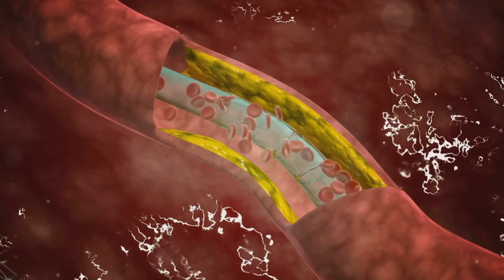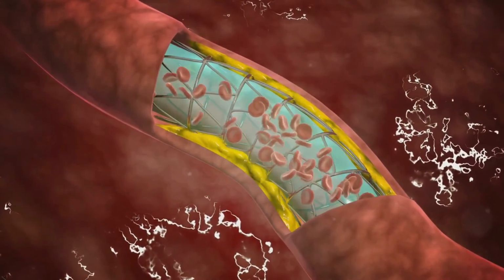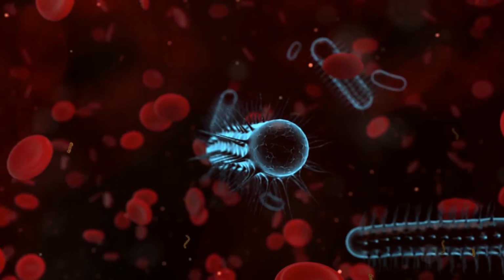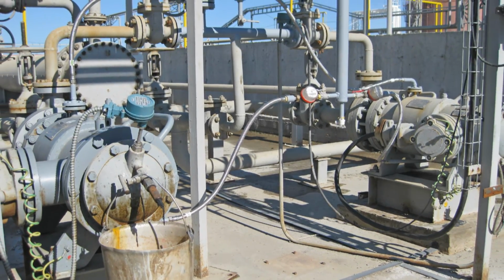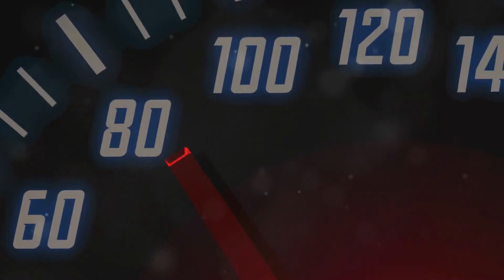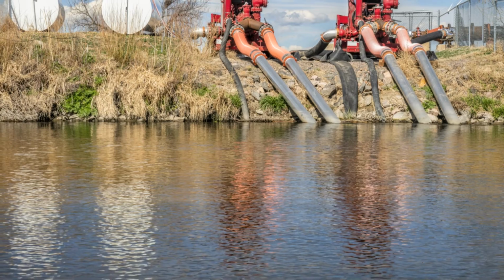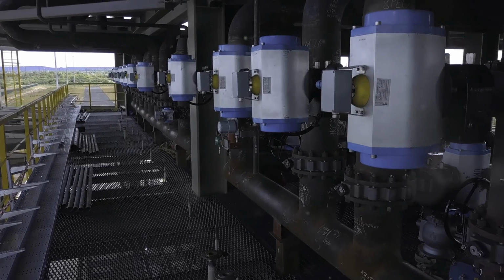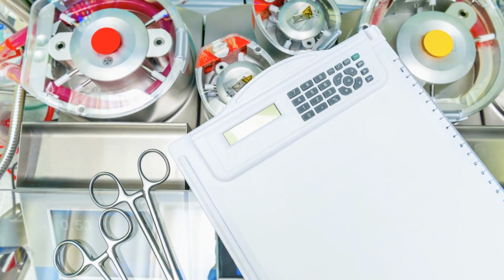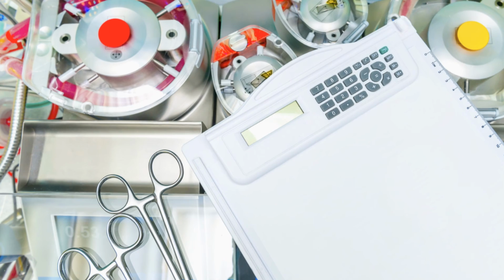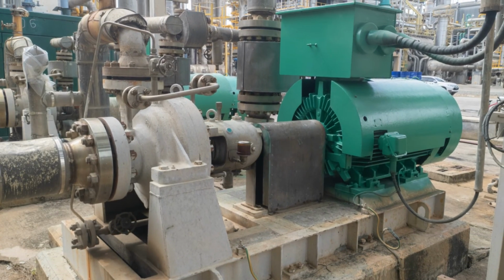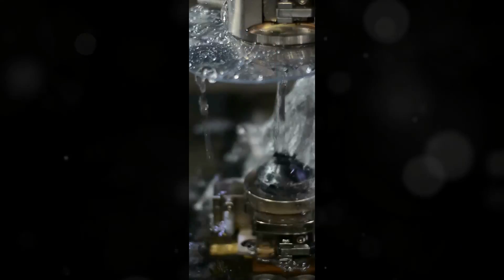ANSYS Fluent allows us to peer into the inner workings of a pump, visualizing the flow of fluid and identifying areas prone to cavitation. By adjusting the pump's design, such as impeller shape and operating speed, we can mitigate cavitation and enhance its performance. Imagine a world where pumps operate silently and efficiently, delivering fluids with unwavering reliability. CFD simulations empower us to design and optimize pumps for various applications, ensuring smooth and efficient fluid transport in countless industries.